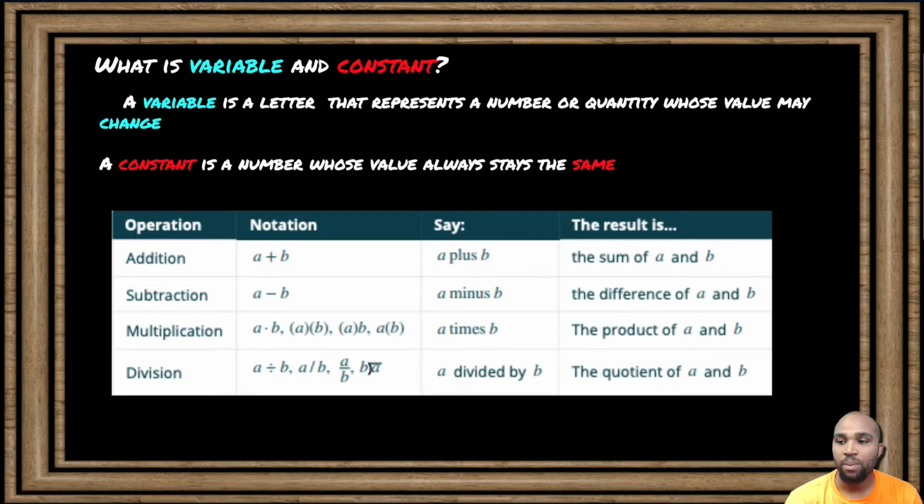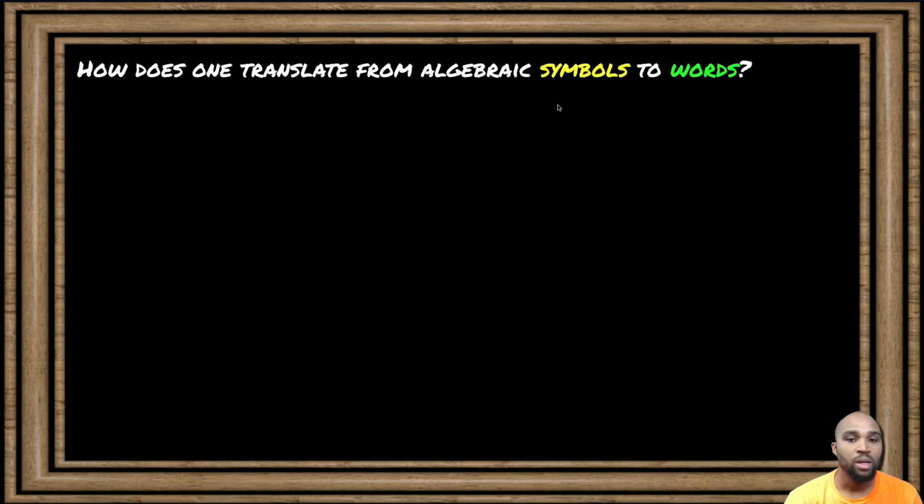Now, last couple of points I want to make here regarding variables and constants is, how does one translate from algebraic symbols to words? So let's kind of practice here a little bit, shall we? So let's say I gave you some symbols like this, and this is pretty simple, right? So 3 plus 5. How would you say that? Well, I guess I just said it to give you an example. So you can say that as 3 plus 5, or the sum of 3 and 5.